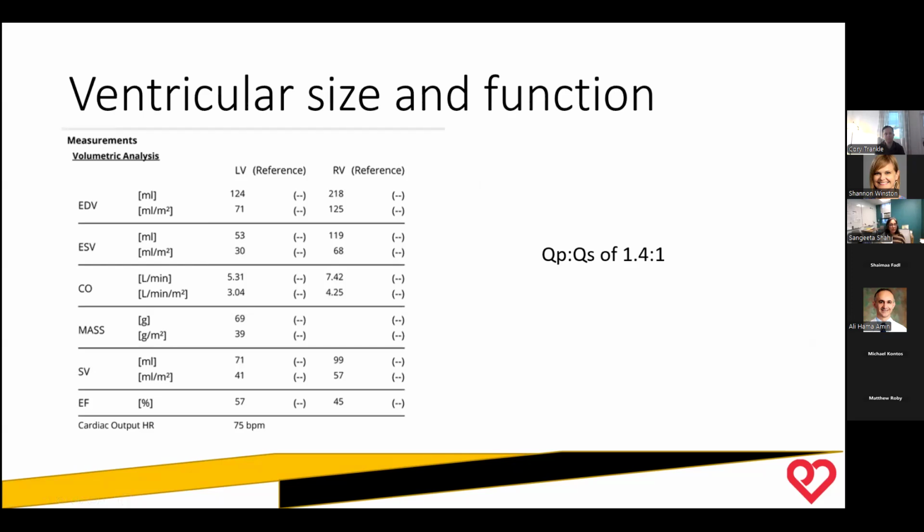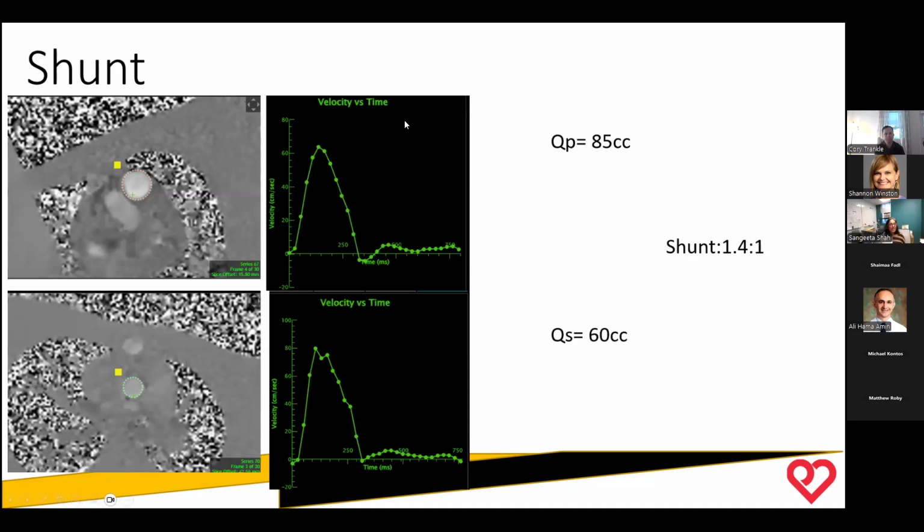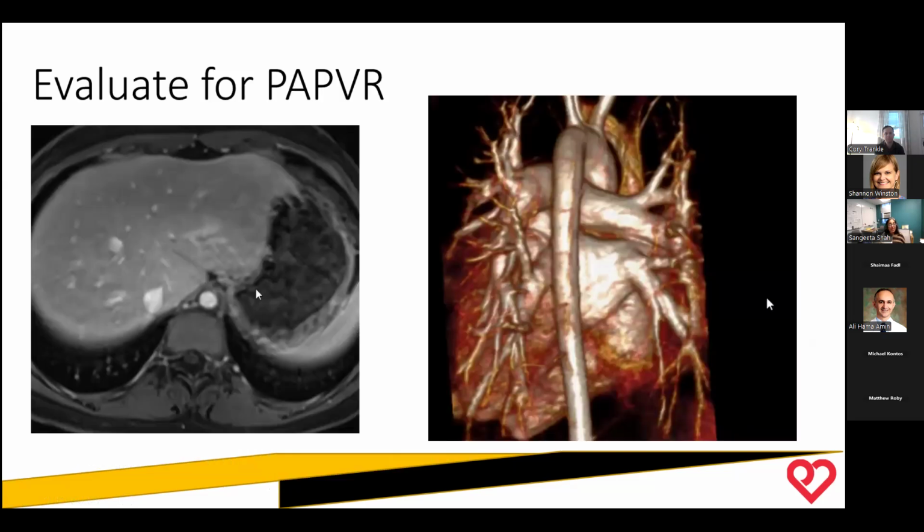So her volumes by size: her ventricular volume was 71 cc's, and her RV stroke volume was 99 cc's. QP:QS was 1.4 to 1, which is interesting. If you did a QP:QS, here's her flow through the PA, 85 cc's, and it was 60 cc's through the aorta, again with a QP:QS of 1.4 to 1. So you kind of scratch your head and say, well, that looks a lot bigger than a 1.4 to 1. And I'll tell you why in just a second.